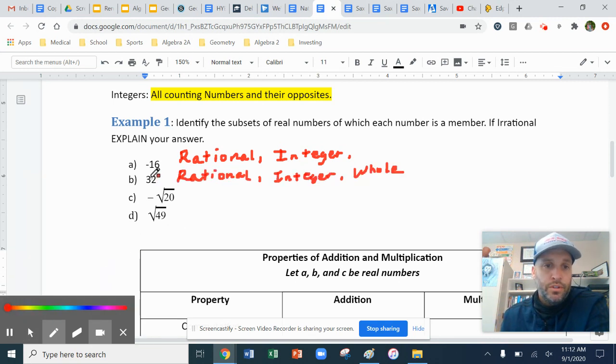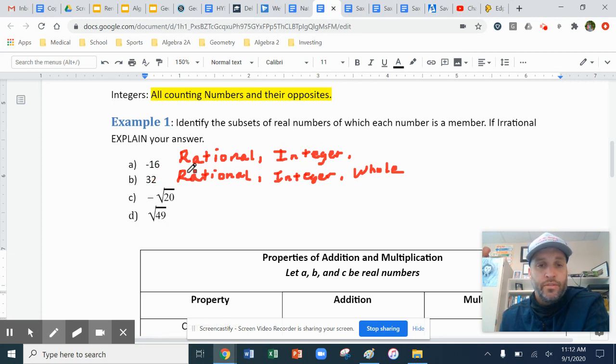Secondly, 32. 32 could be placed over 1 to make it a fraction, rational. It is one of our counting numbers, so it's an integer, because integers are counting numbers and their opposites. And then it would also be considered a whole number because it is included as one of those counting numbers.